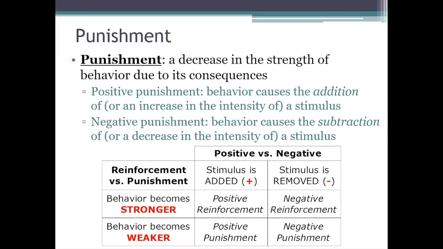First, though, let's review what punishment is. So remember, it's the opposite of reinforcement, right? So, whereas reinforcement always involves an increase in the strength of a behavior due to its consequences, punishment always involves a decrease, a weakening of a behavior due to its consequences.